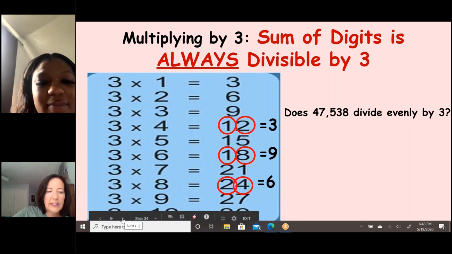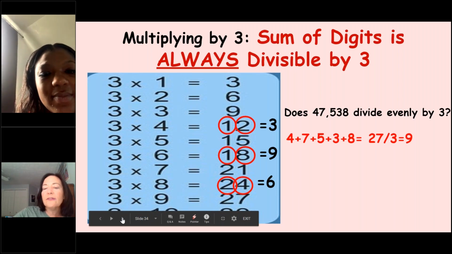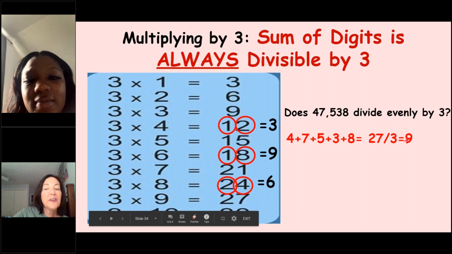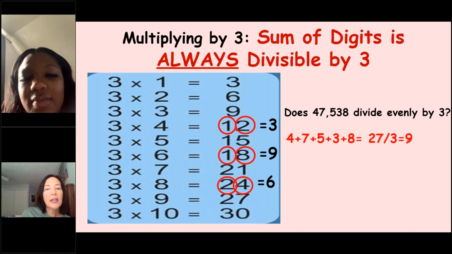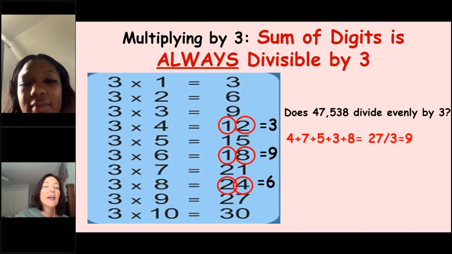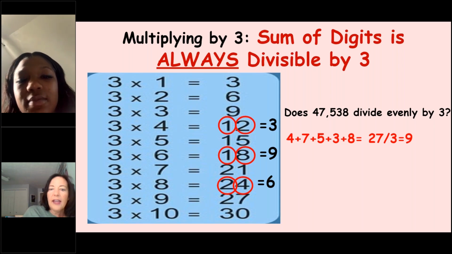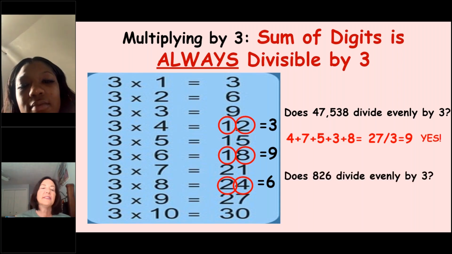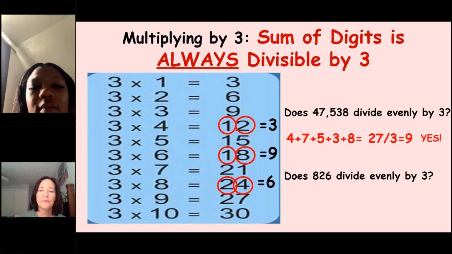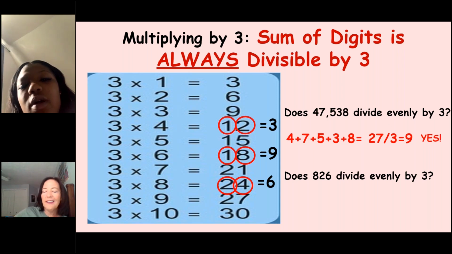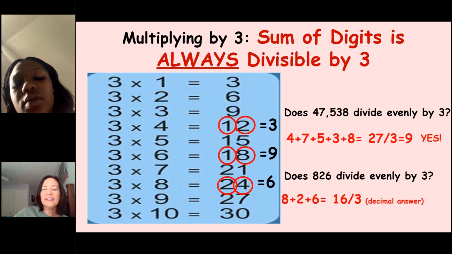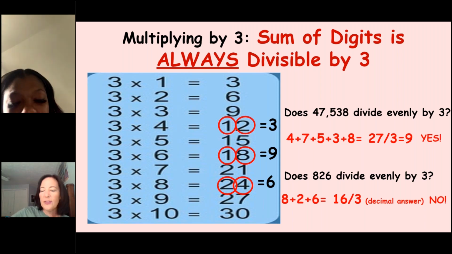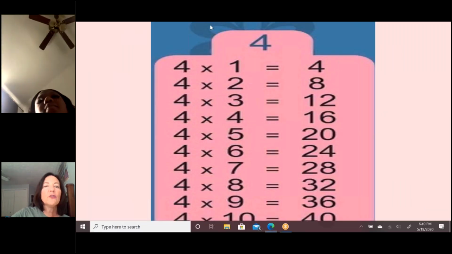So it works. Sorry about that, I can get it to advance. The number 47,538, I add up all the digits just like you did. It divides evenly by 3. So I know 47,538 divides by 3. Okay, so let's try another. So yes, that one worked. Let's try 826. Does that divide evenly by 3? No, it does not. Because 8 plus 2 plus 6 is 16. That's a decimal answer. And so it's not going to be divisible by 3. Nice. Okay. So that's a trick.